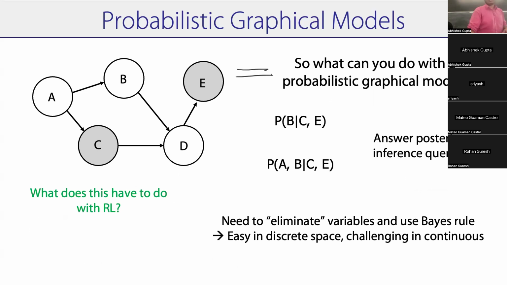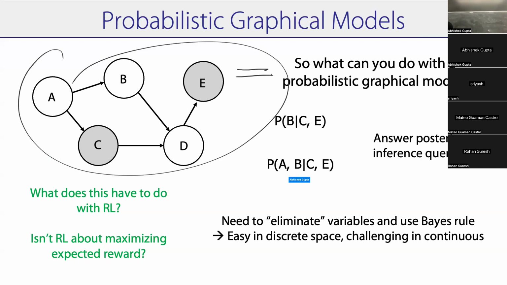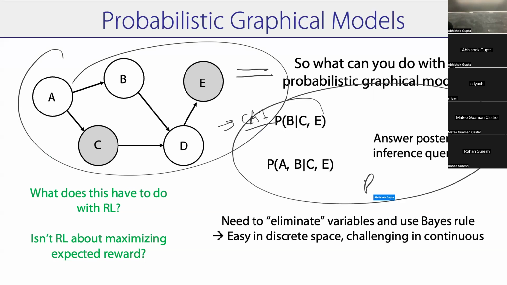So does that make sense as a premise, right? The question we want to ask is, it seems totally random. What does this have to do with RL? Isn't RL about maximizing expected reward? What the hell does this have to do with maximizing expected reward, right? And so what we're going to show is that for a particular choice of graphical model, which is the control as inference graphical model, and a particular choice of posterior inference method, which is variational inference, policy gradient, actor-critic, and model-based RL are all exactly approximations to that posterior inference problem.